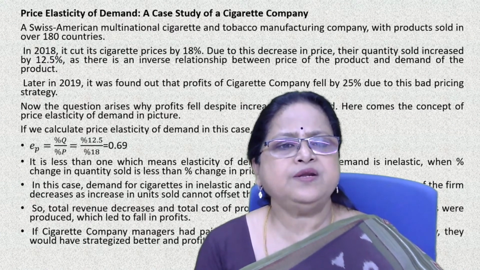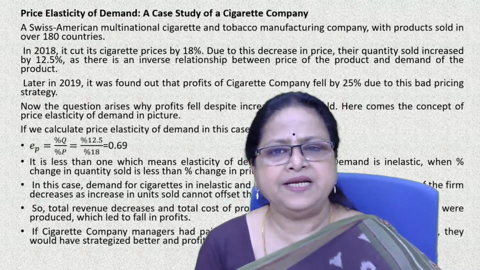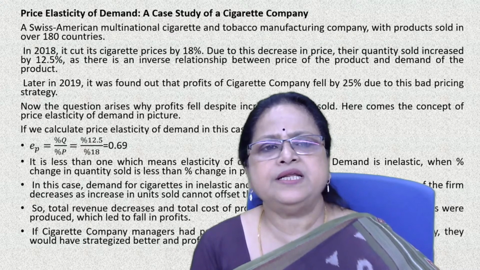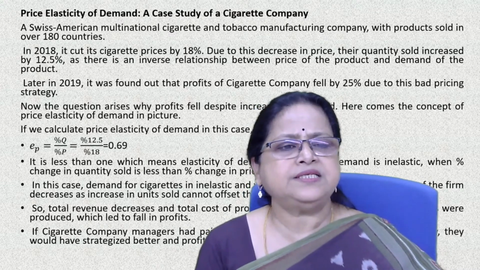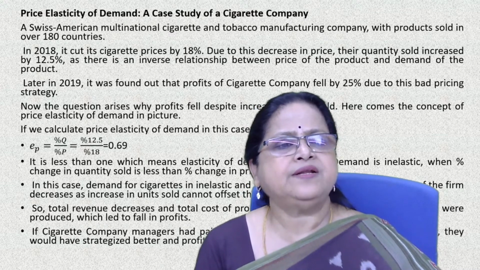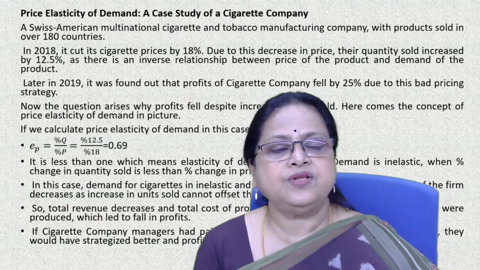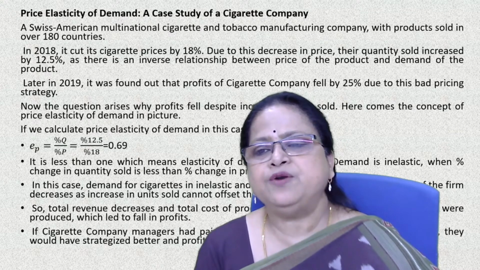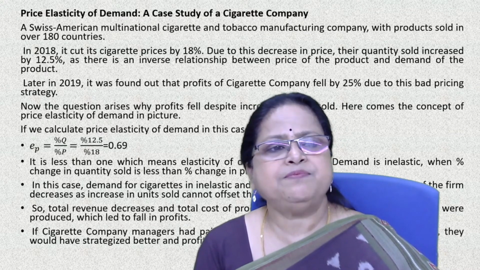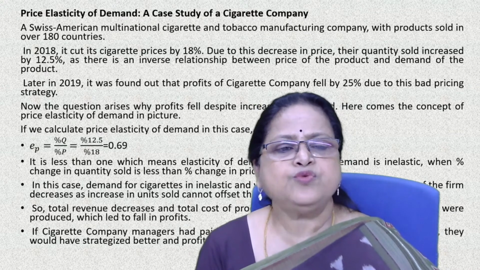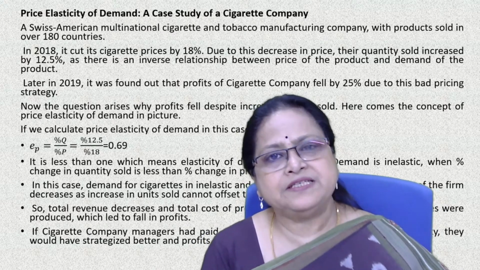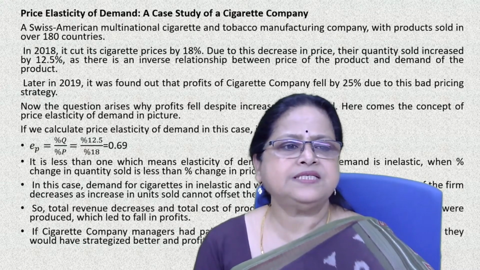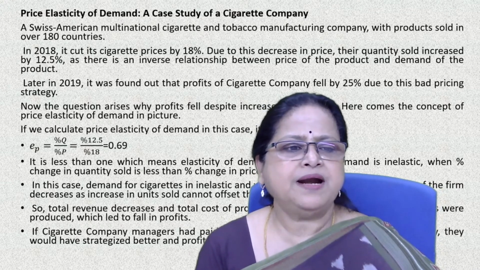So when the cigarette prices were cut by 18%, due to this decrease, the quantity sold increased by 12.5%. Later in 2019, it was found out that profits of the cigarette company fell by 25% due to this bad pricing strategy. Now the question arises, why did profits fall despite the increase in units sold? Here comes the concept of price elasticity of demand into the picture.